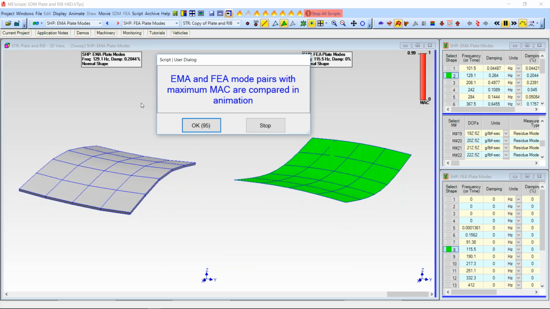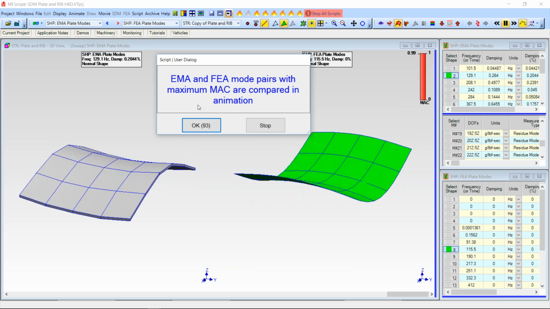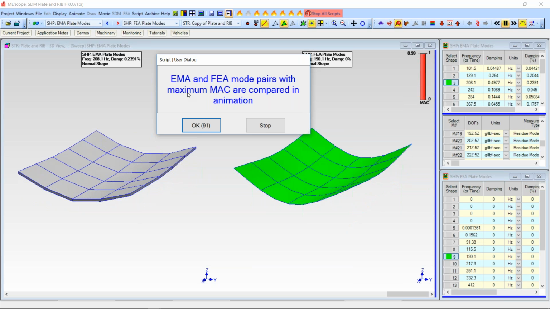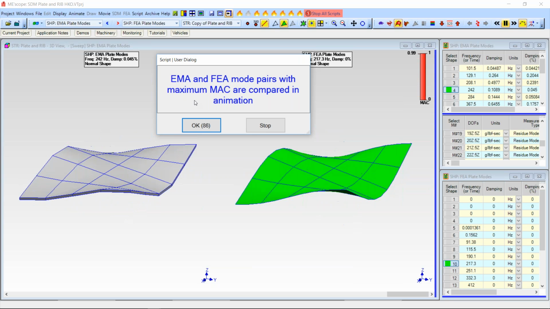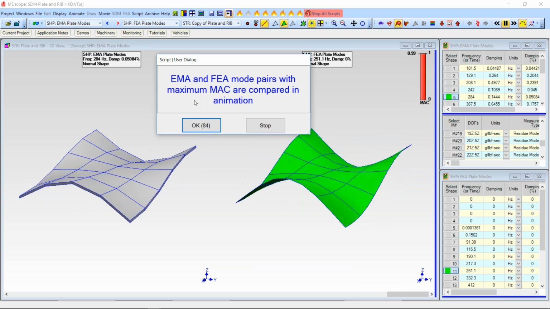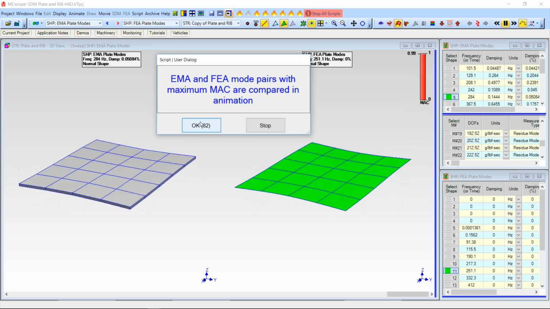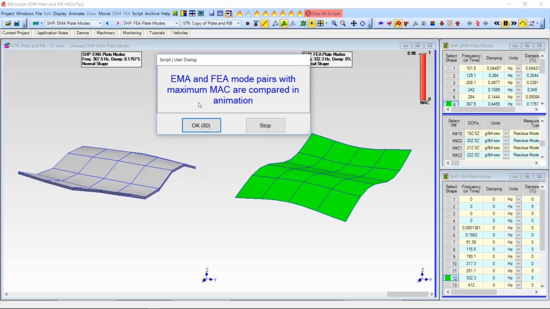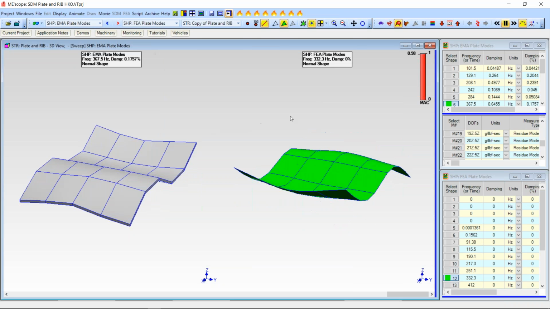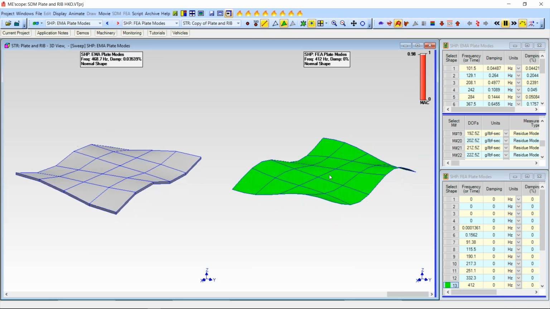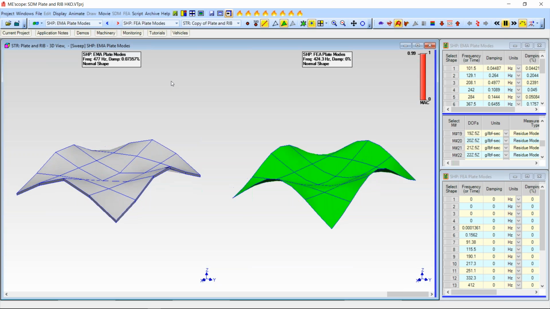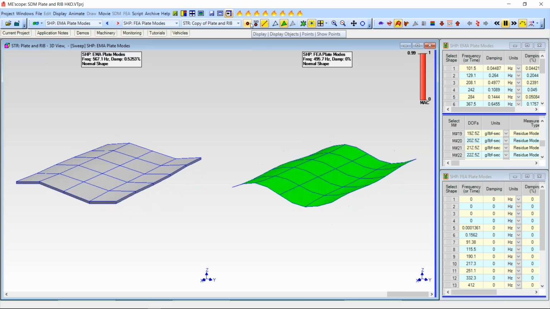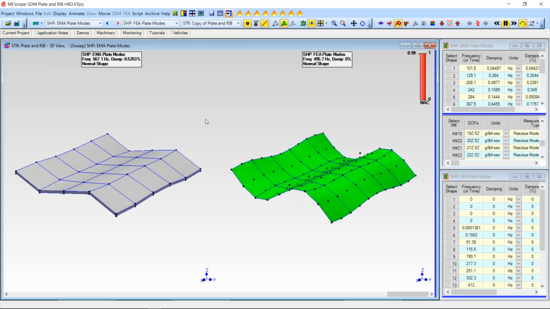Now it's comparing the EMA and the FEA mode shape pairs with maximum MAC. So again, the animation, because I've said match up these mode shape pairs according to their maximum MAC value, this is an animation of, on the left is the EMA data, on the right is the FEA data. Now if I turn on points here, you can see that there are many more points on the FEA model than the EMA.